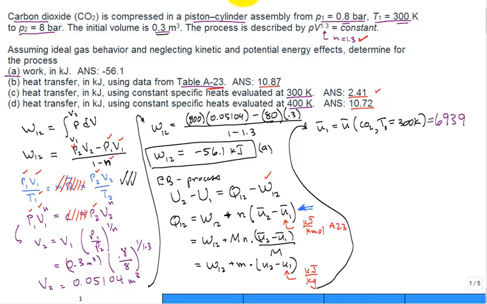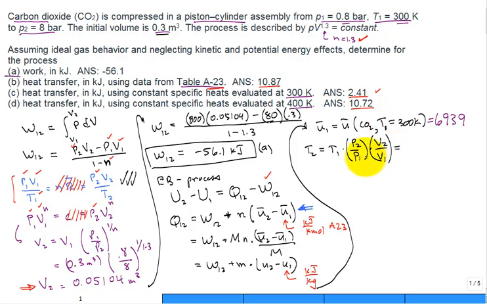And because we had already calculated V2 using the polytropic expression, we didn't use the ideal gas equation for it. But we can still come back to that ideal gas relationship to calculate T2. So I'll rewrite that: T2 is equal to T1 times P2 over P1 times V2 over V1.